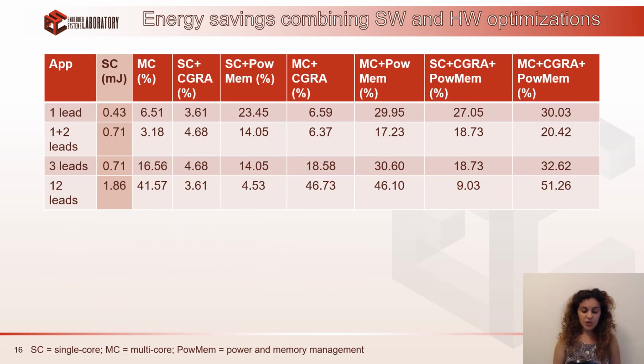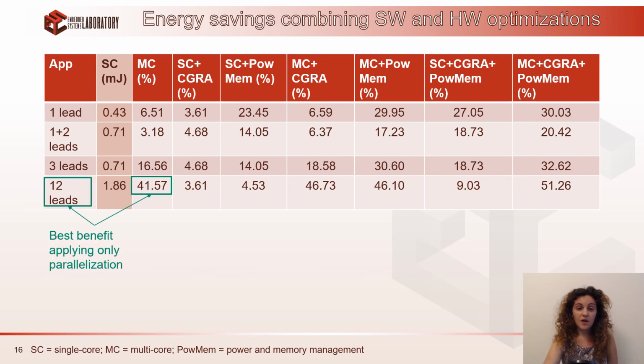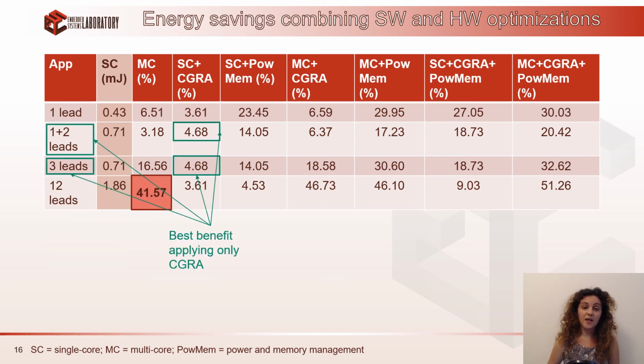Finally, we show the results considering the software and hardware optimizations independently and combined. If only parallelization is applied, we can achieve 41.6% of energy savings for the 12-lead application, while if we apply only the hardware acceleration that can be applied to the single-core platform, we have modest savings.